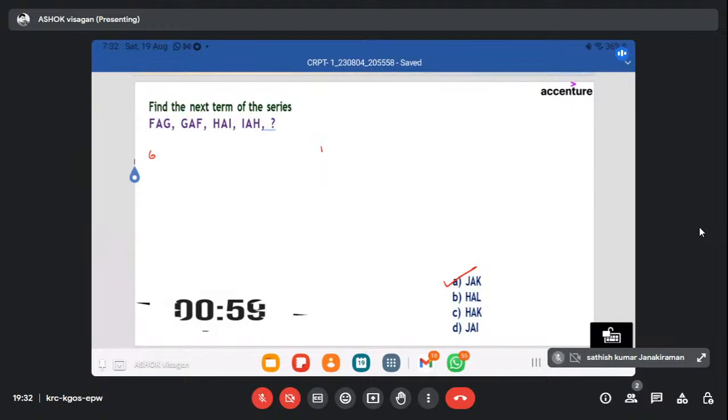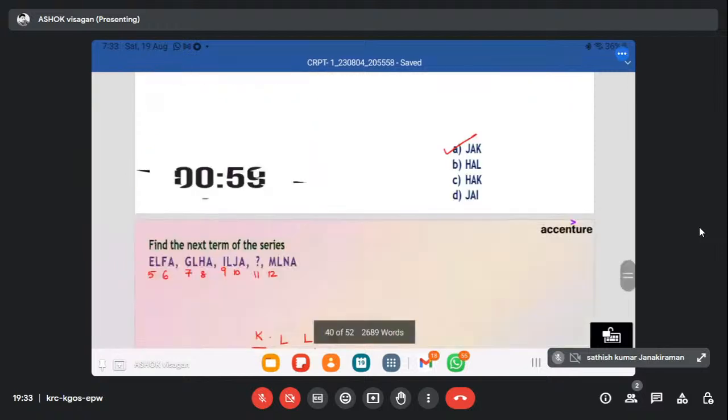So the next one should be a forward letter. We know that it is J, A. The next letter of J is K. So the answer should be J, A, K. Option A is the answer. So this is the logic. The answer is J, A, K for this question.